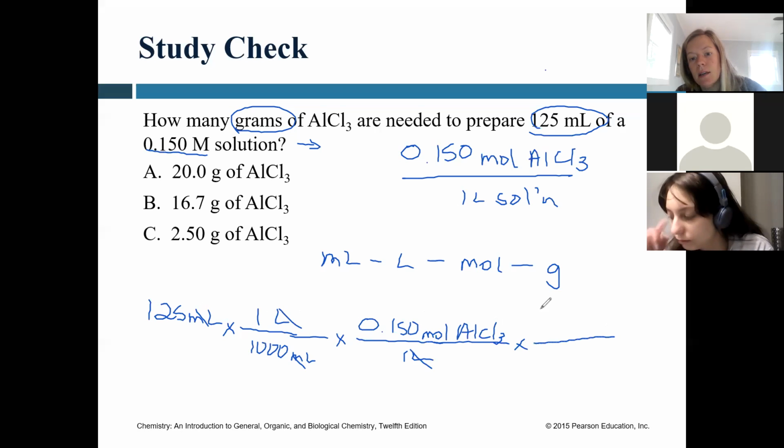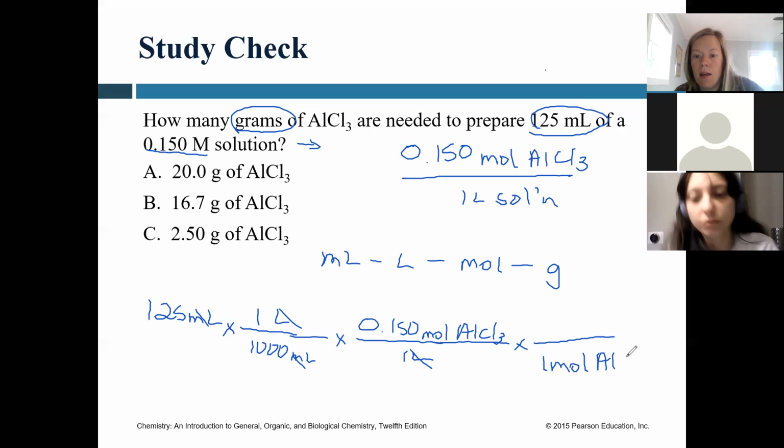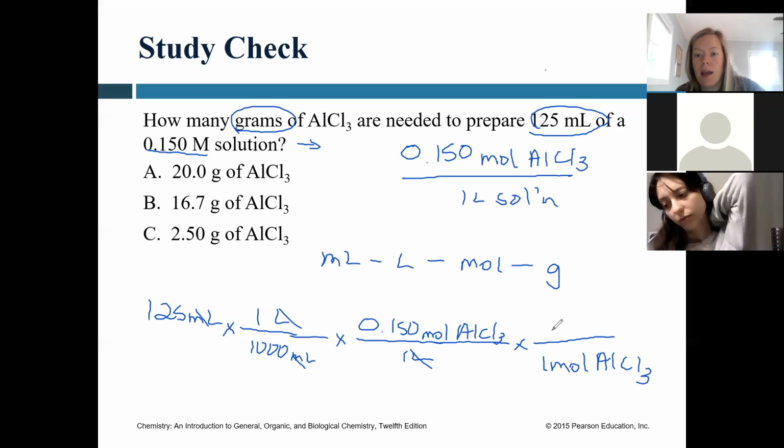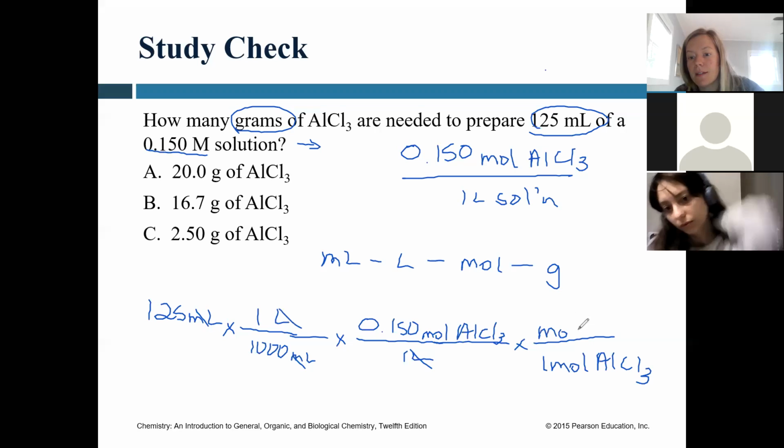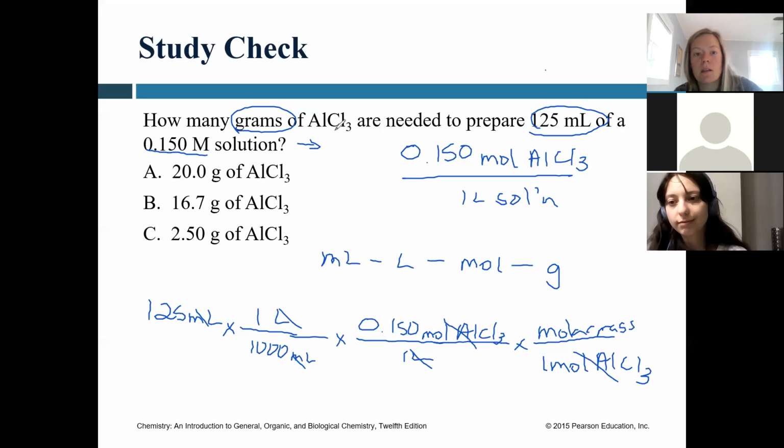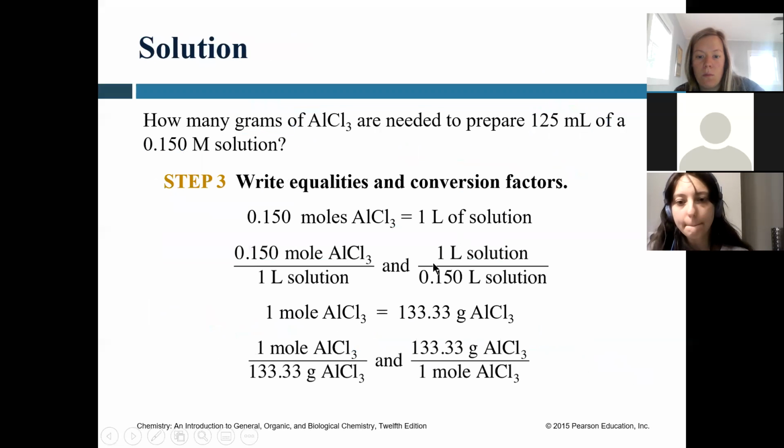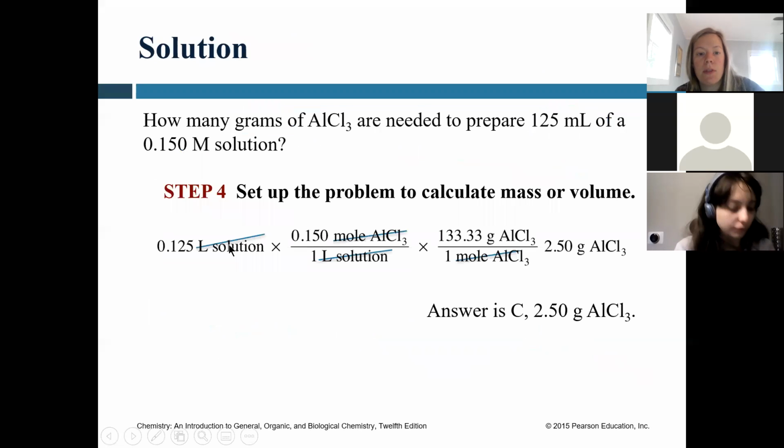And then the last step is to calculate grams. So 1 mole of AlCl3 is whatever its molar mass is. Hopefully you calculated that. So moles will cancel. Multi-step, so 133.33 grams per mole. So we had to do a couple things. First we had to get it into liters, then we go into moles, then we can get into grams, or 2.5 grams of AlCl3.